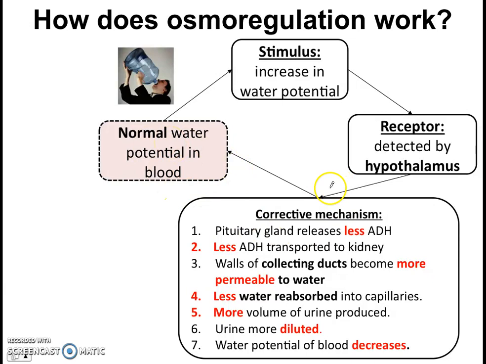Okay, so I think just take a bit of time to get your head around this. It's not very difficult. It's this idea of a loop, right? And we'll see more of this in homeostasis. It's a loop where things are normal, then there's a stimulus that causes a change, is detected by a receptor, and then there's a corrective mechanism to bring it back to normal. In this case, the corrective mechanism involves all this. So you also kind of need to know this and how to explain it.